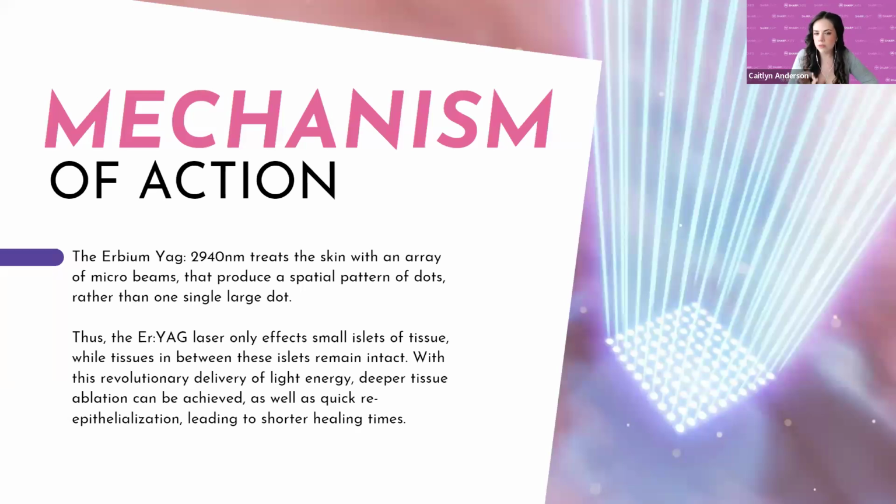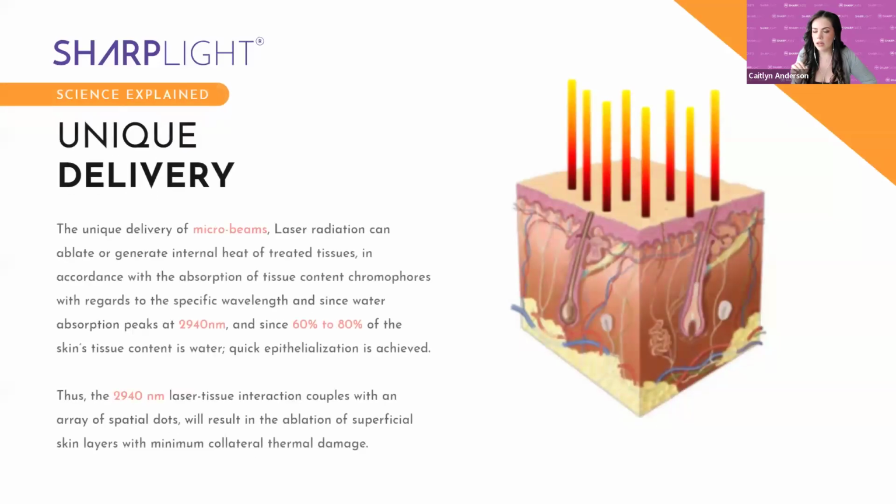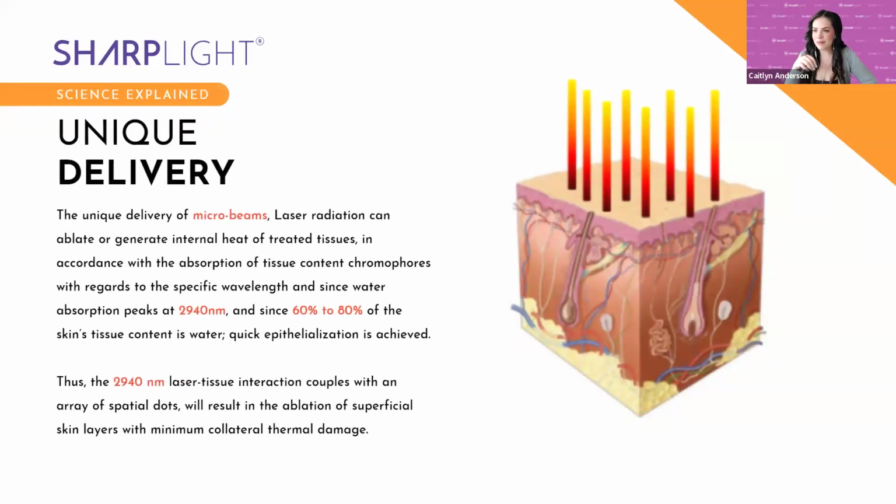It's going to affect those small little islets of tissue, and it can also help to create heat within the skin because of the heat and inflammation it causes during the treatment. But it does lead to shorter healing times because of the smaller areas of tissue that are affected. The next slide will show you that beam. There's a little diagram here that shows you these small beams that it's creating.